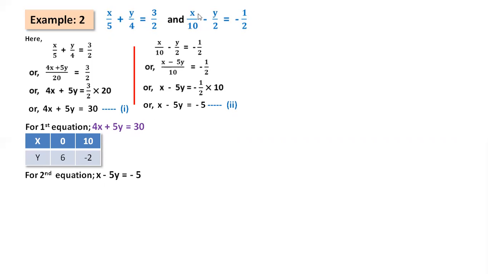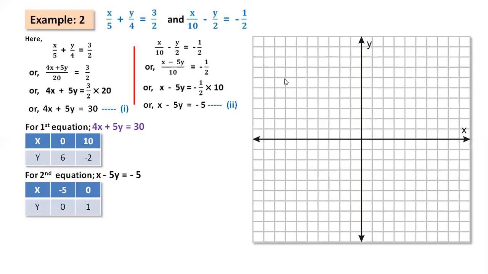Similarly, let's solve equation number 2 and put the value of x as minus 5. If you put minus 5, then it will be plus 5 and minus 5 plus 5 is 0, and 0 divided by minus 5 is also 0. So we have minus 5, 0. Now let's put the value of x as 0, then minus 5y equals minus 5, and minus 5 divided by minus 5 comes to 1. We have the coordinates minus 5 comma 0 and 0 comma 1, and let's plot them on graph paper here.